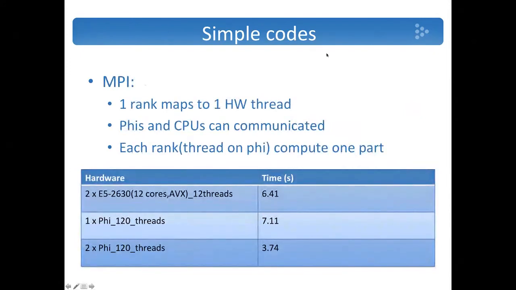So the next example I want to show you is the MPI example. In MPI, one MPI rank maps to one hardware thread. That means you can have 240 MPI ranks running on the Phi coprocessors. And you can use MPI for the communication between the Xeon Phi and the Xeon CPUs.